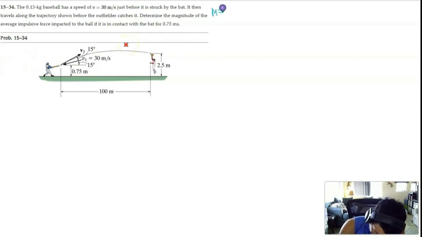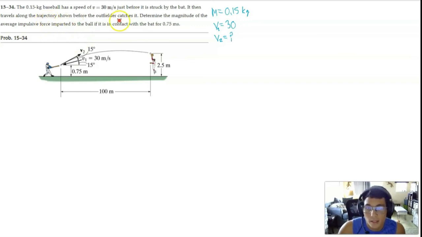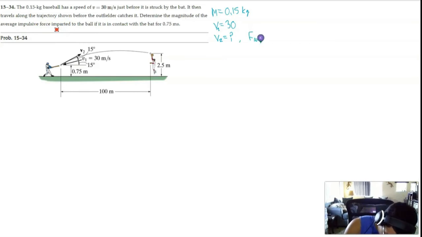M is equal to 0.15 kilograms. I don't know if that's a big baseball. I mean, I feel like that would be kind of big for a baseball. V is equal to 30, and let's write that as V1. Okay, and we need to find what V2 is. What else do we need to find? Determine the magnitude and the average impulse. So we need to find F average, which is equal to 1 divided by the change in time of the integral F dt.